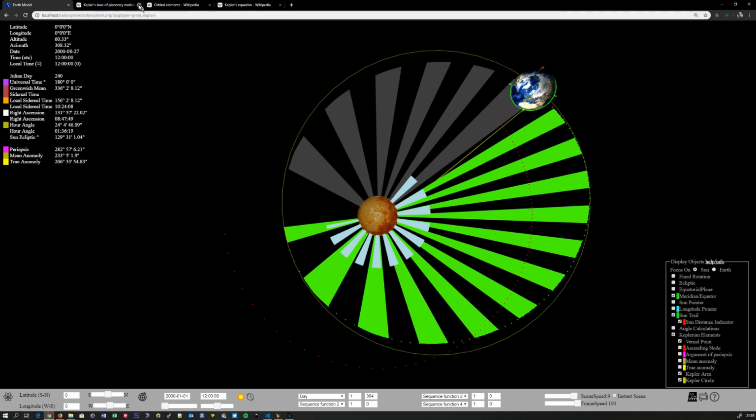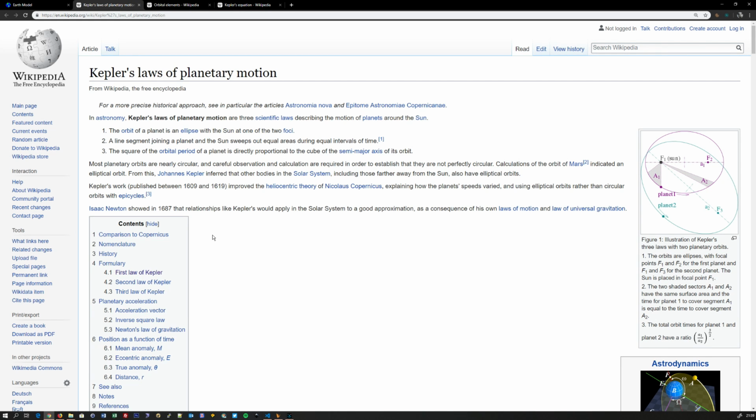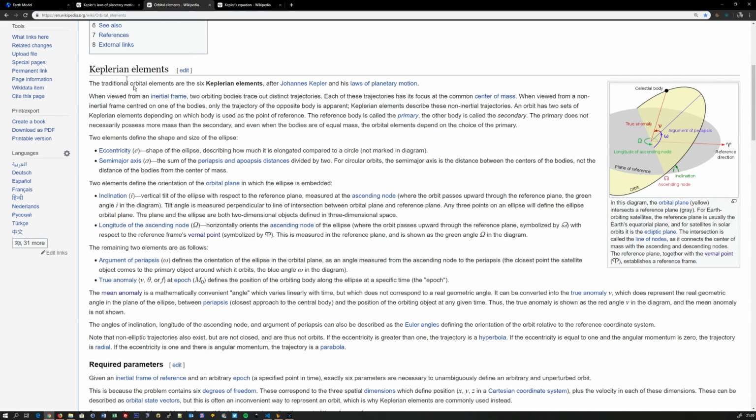But this law is just 3 lines. How do you get from these 3 lines to calculating the position of the Earth? And that's where the Keplerian elements come in. So what he did, there were 6 items that you have to specify at a specific date, and then you can calculate from that what the true position is right now.